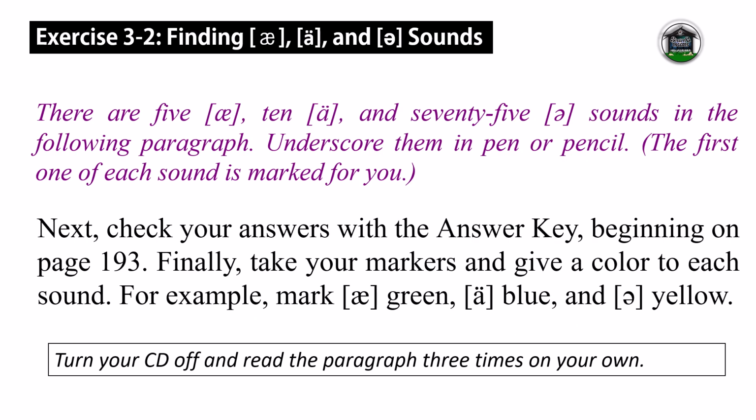Exercise 3.2. Finding the three sounds. There are 5 "a," 10 "ah," and 75 schwa sounds in the following paragraph. Underscore them in pen or pencil. The first one of each sound is marked for you. Next, check your answers with the answer key beginning on page 193. Finally, take your markers and give a color to each sound. For example, mark them green, blue, and yellow. Turn your CD off and read the paragraph 3 times on your own.